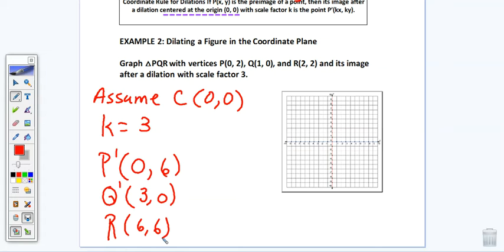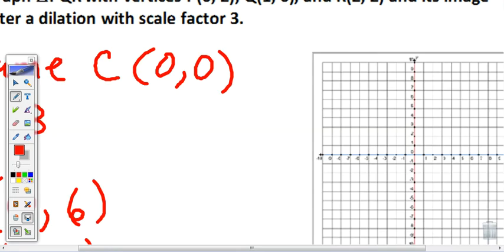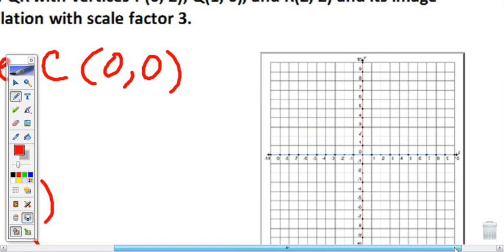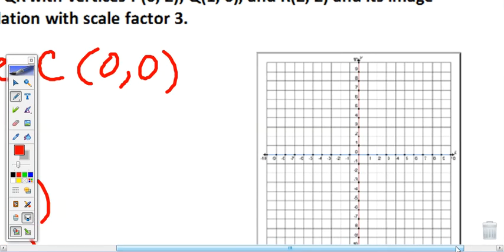They want us to graph the original in this, and then they want us to put these image points in there. And we want to see if this looks like a dilation by scale factor of 3. So help me with the original points, kids. Where are the original points? 0, 2. Oh, I screwed that up. It should be up 2, right? 0, 2. Next one. 1, 0. And 2, 2.